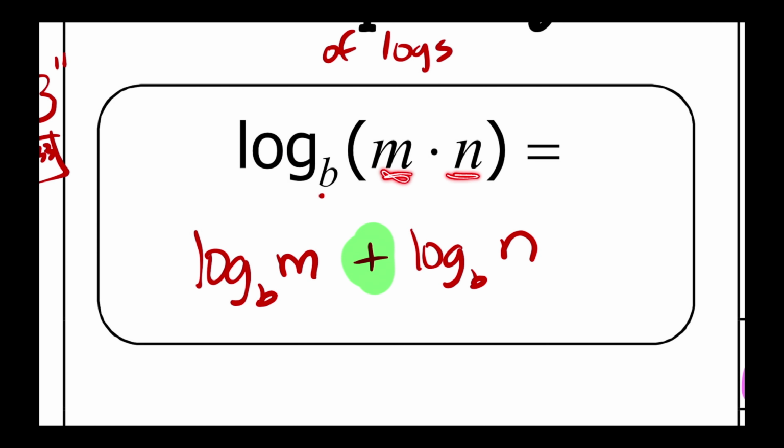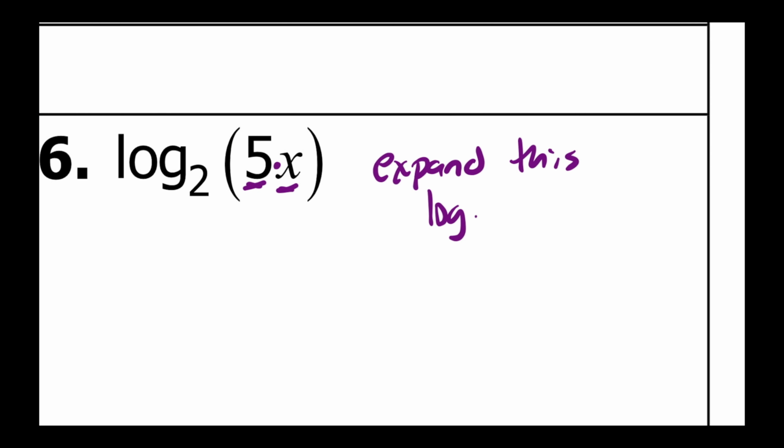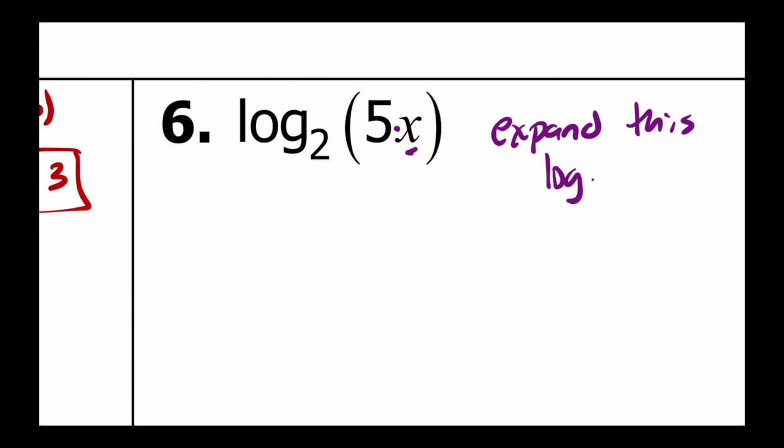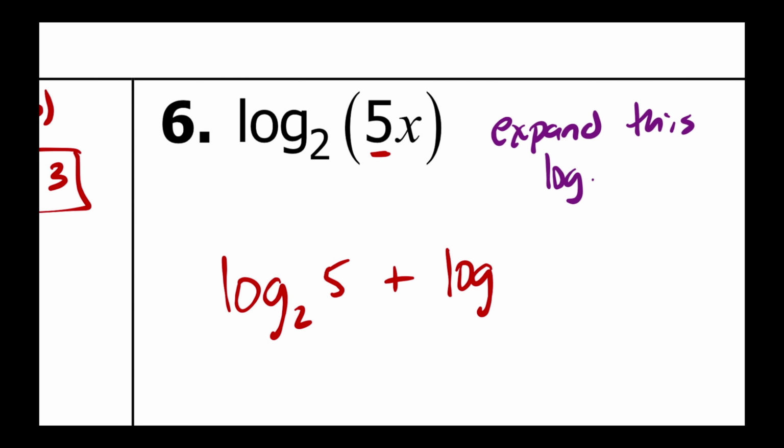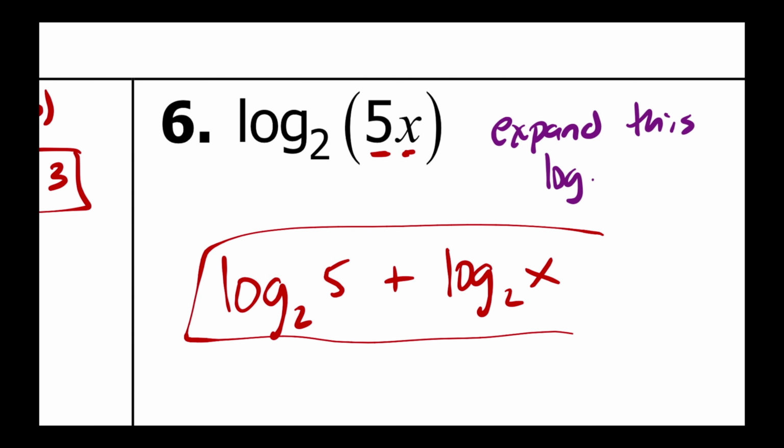And so we just look for a product here, and there we go, we separate them into their own logs. If we look here, 5 times x, that's a product, right? So I'm going to say log base 2 of the first factor plus log base 2 of the second factor. And there you go.